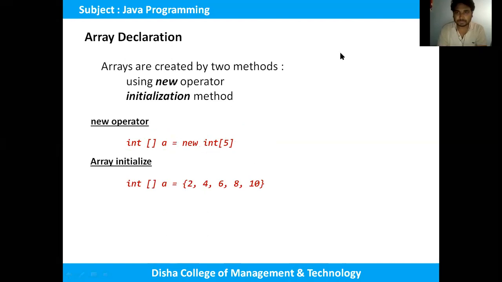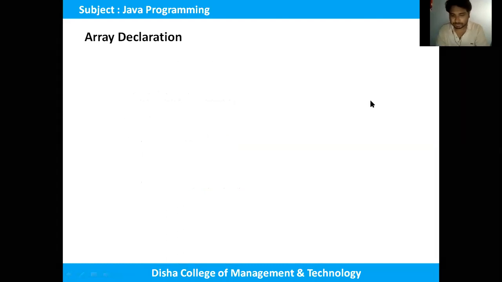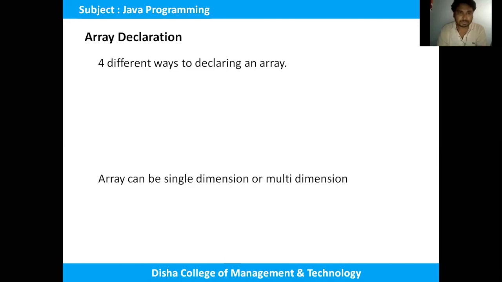Let's see the other declaration methods. There are four different declaration methods. The first is int a equals new int, 5. As I said, this int is the integer data type of the array, a is a variable, and this bracket defines that this variable is an array of integer type. This 5 is the size of the array, and new is the operator that initializes the array. This is one method.